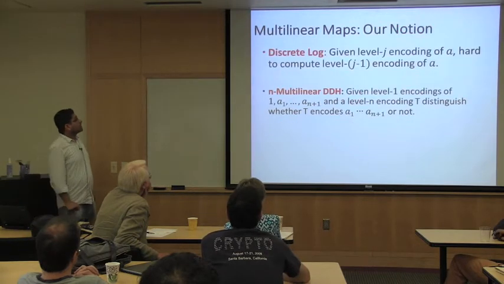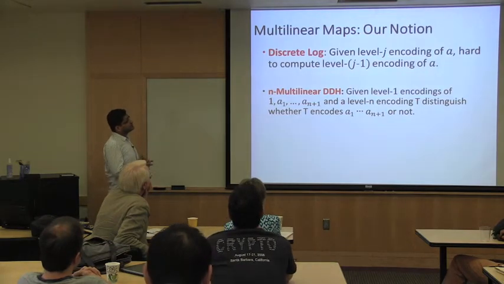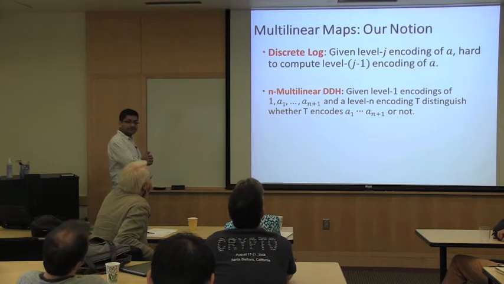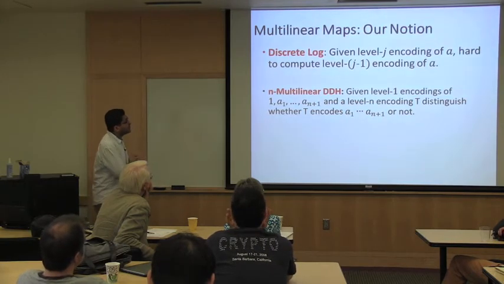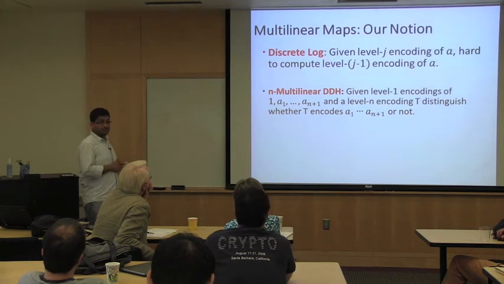Okay, so as I said, at least we hope the discrete log problem is hard, which says that if I give you a level j encoding of A, then it should be hard to get a level j minus one encoding of A, and hopefully stronger assumptions can be conjectured to be hard.